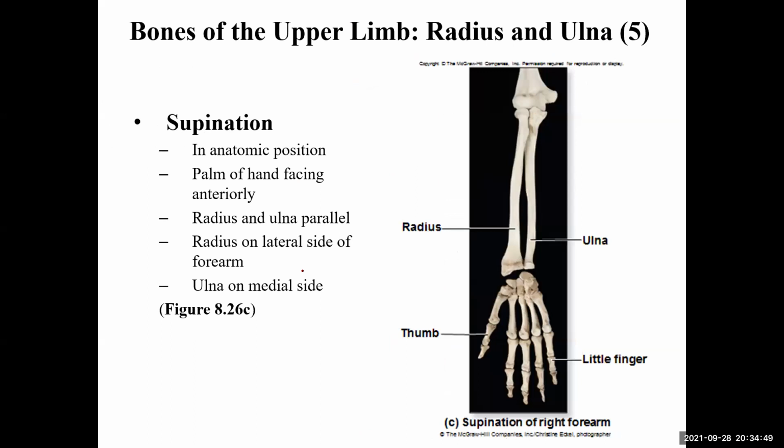Which brings me to supination and pronation. We'll talk more about what that is when we get into chapter 9. But for right now, when you are in the anatomical position and both of your palms are facing forward, the radius and the ulna are going to be parallel to one another. So when your palms are facing anteriorly, we call that supination.